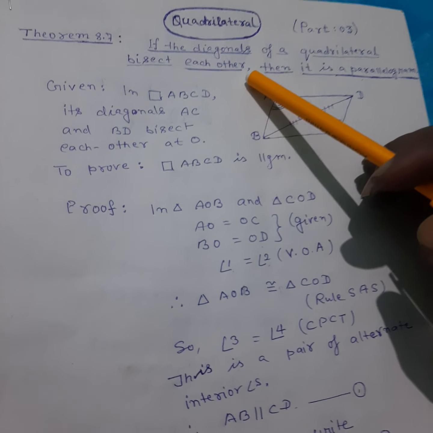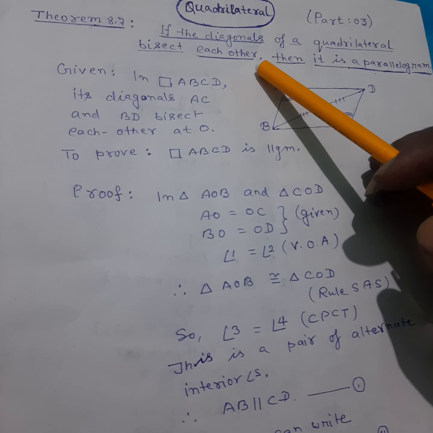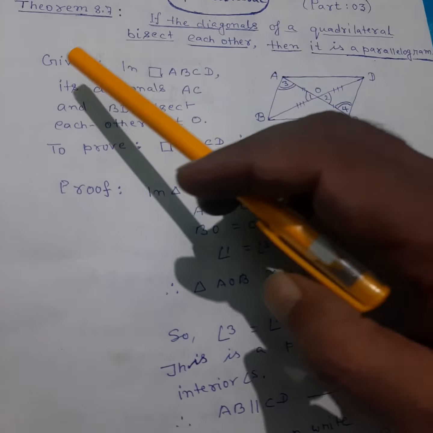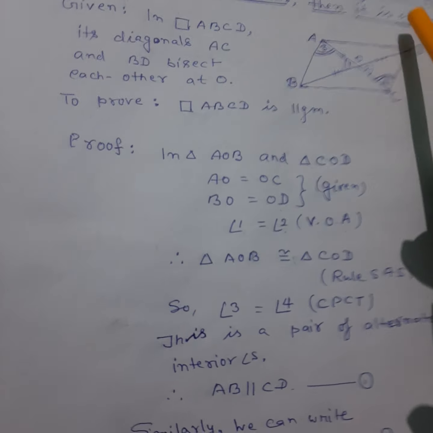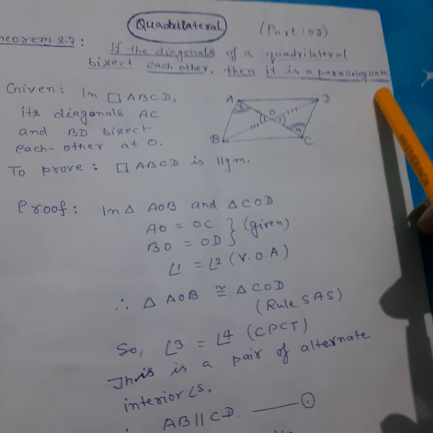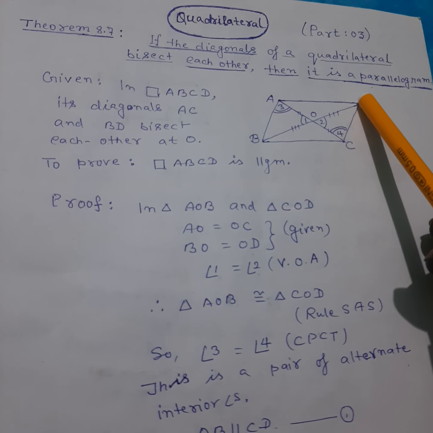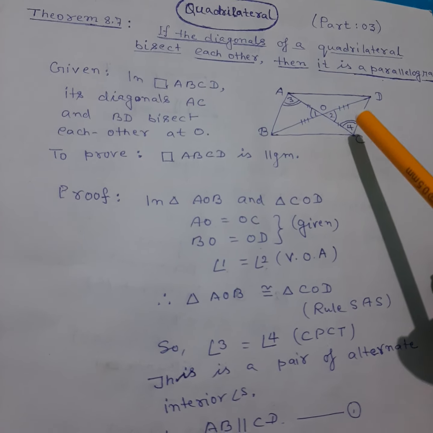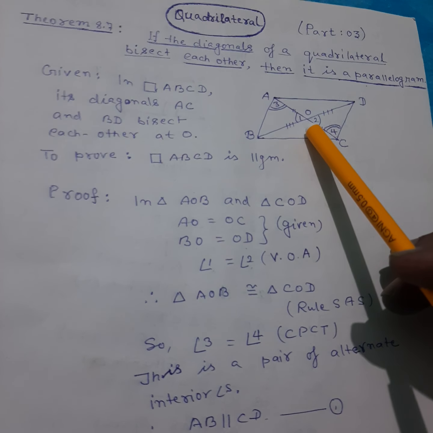In this video I am going to discuss some important theorems of quadrilaterals. Theorem 8.7: If the diagonals of a quadrilateral bisect each other, then it is a parallelogram. Given here, ABCD is a quadrilateral, its diagonals AC and BD bisect each other at O.